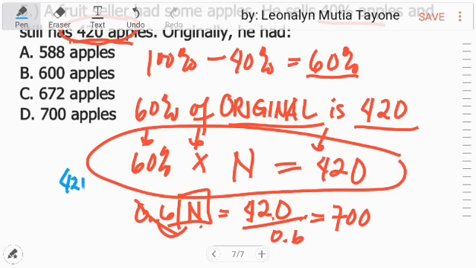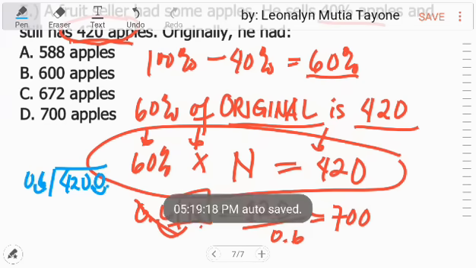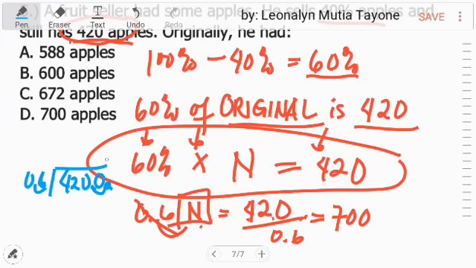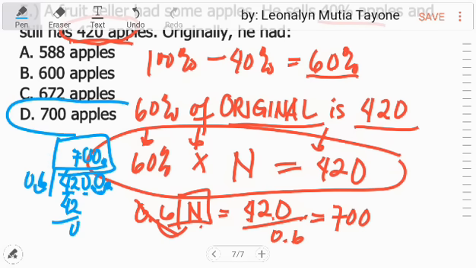So, 420 divided by 0.6. Mag-move ka lang ng isang decimal kasi 0.6 lang naman yan. Kung mag-move ka ng isang place dyan, maglagay ka rin ng isang 0 dito para mag-move ka ng decimal dito. Itong decimal, lagay mo sa taas. So, 42 divided by 6, and that is 7. 7 times 6, 42. So, 0 na siya. Itong dalawang 0, itaas mo na lang siya. So, 700. Letter D.